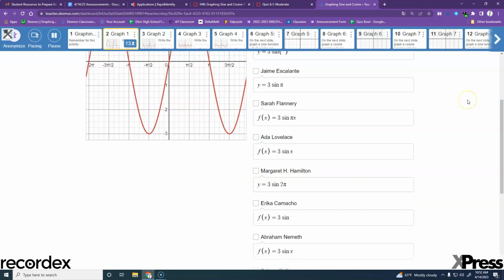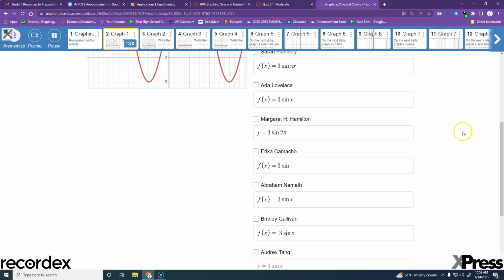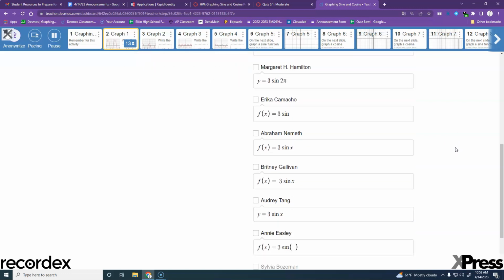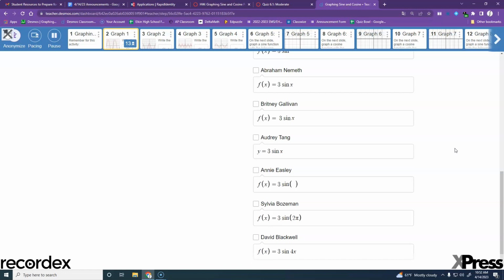Sarah would be okay, and I'm not saying Sarah's right, but Sarah does have a pi there, but also an x. Ada has a variable. Margaret does not have a variable. Pi is technically a variable, but it represents a constant number, so that would not work. Erica doesn't have a variable. Abraham's okay. Brittany's okay. Audrey's okay. Annie's missing something. Sylvia does not have a variable. David does have a variable, so he would be okay as far as graphing this. So you must have a variable there.